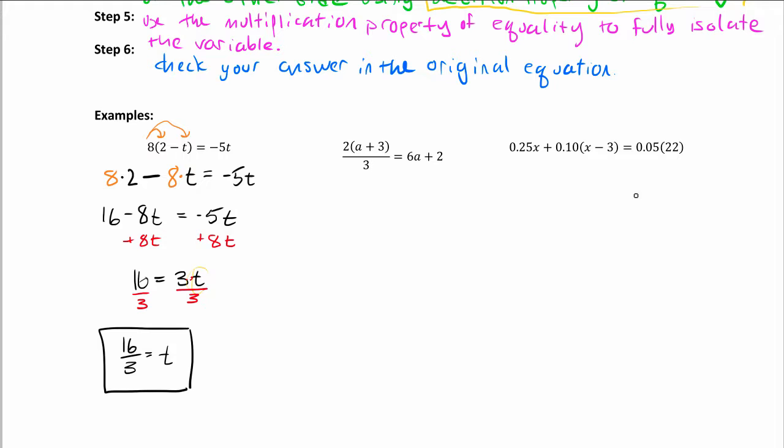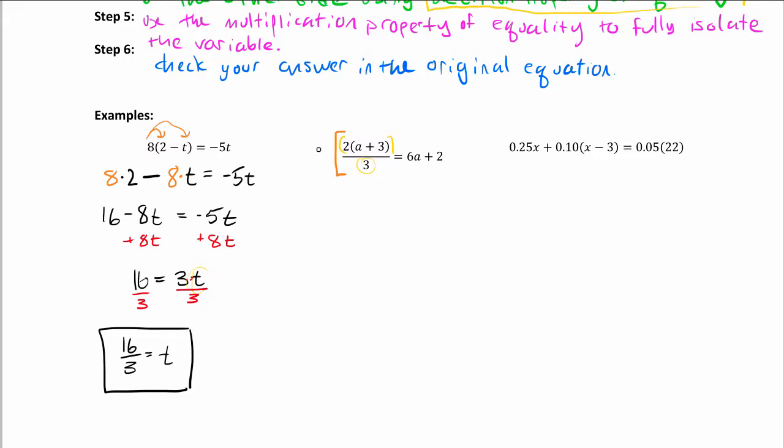Okay, here's another one. Now I have fractions again, but I've just got one denominator. So my only denominator is 3. And this you can think of as just one big fraction with this whole mess in the numerator and then just a 3 in the denominator. So to clear that fraction, all I'm going to do is multiply both sides by 3.